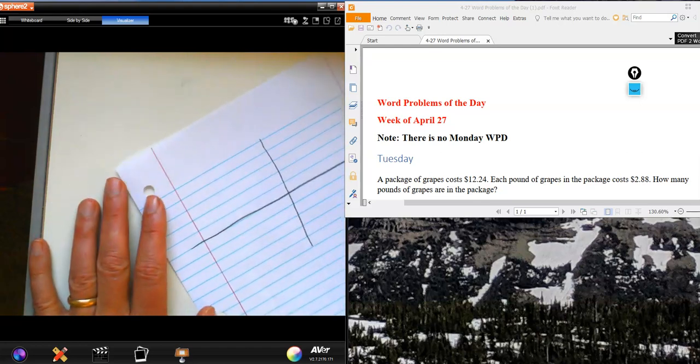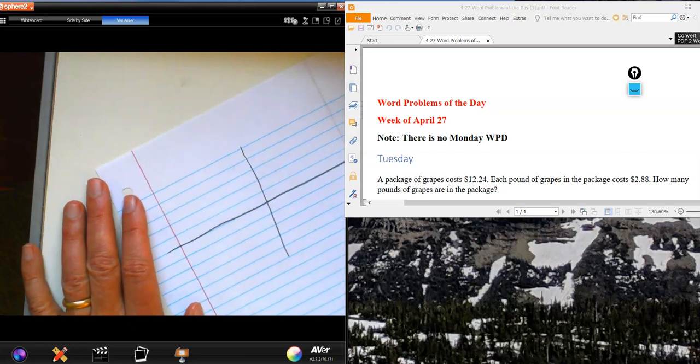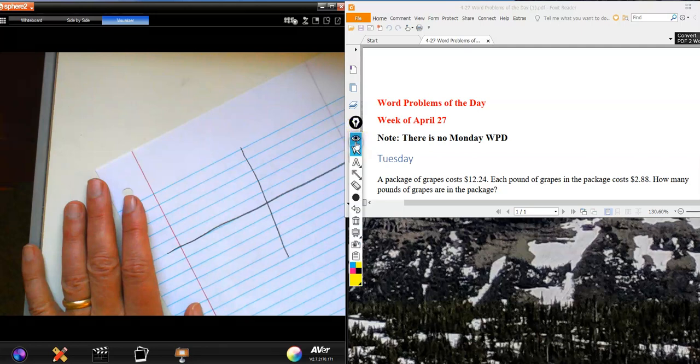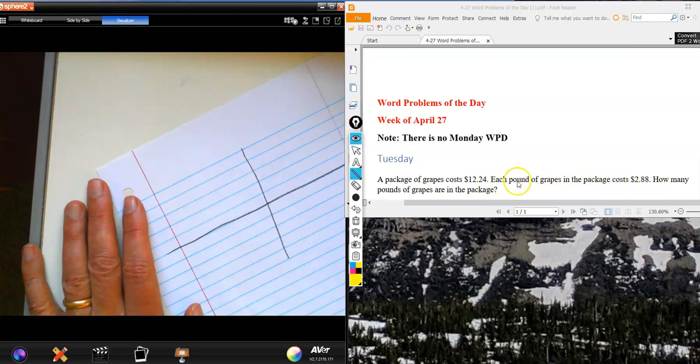I'll start with my answer sentence, or first I'll read it out all the way through. A package of grapes costs $12.24. Each pound of grapes in the package costs $2.88. How many pounds of grapes are in the package?